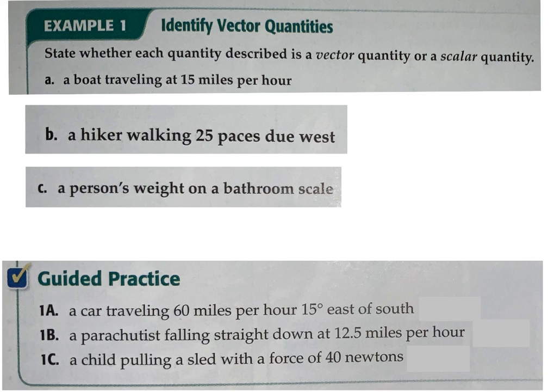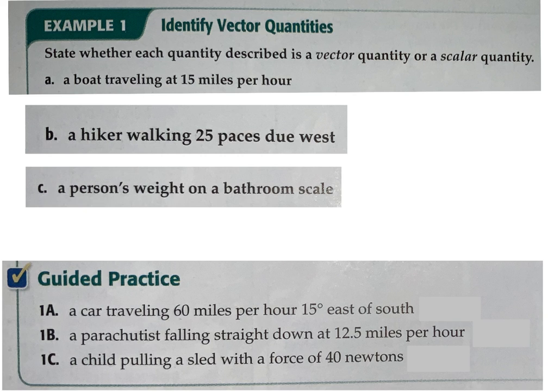Let's look at this first example. State whether each quantity describes a vector or a scalar. Could you describe it with just one thing, or would you need two things to describe it? The first thing is a boat traveling at 15 miles an hour. This quantity has a magnitude of 15 miles an hour. Did they talk about direction?